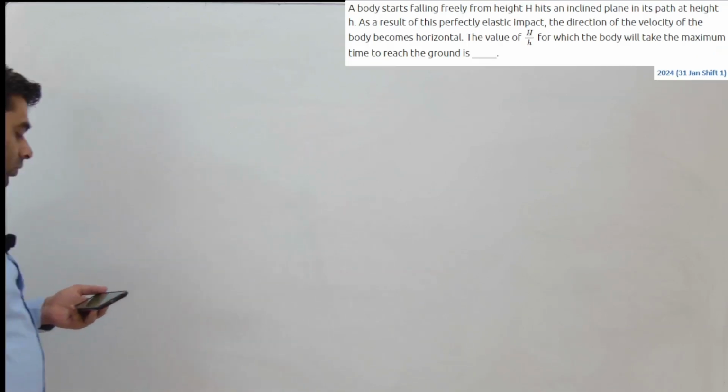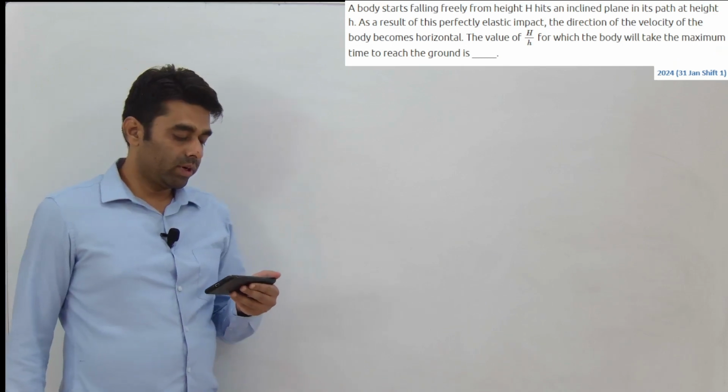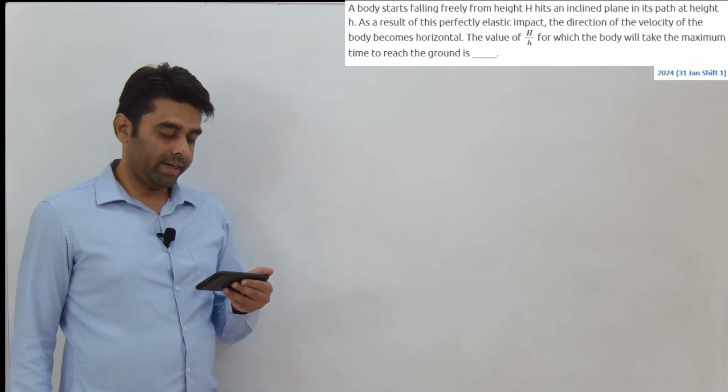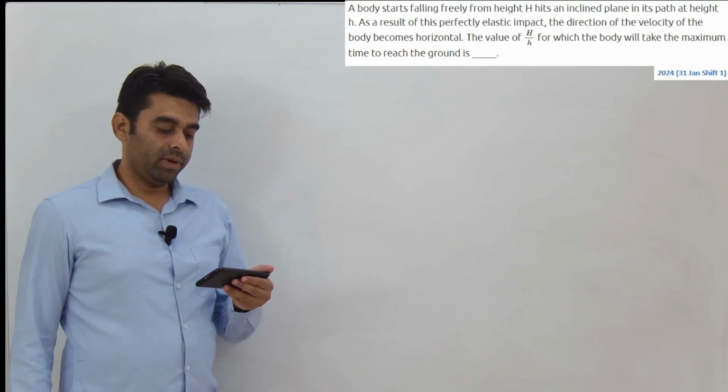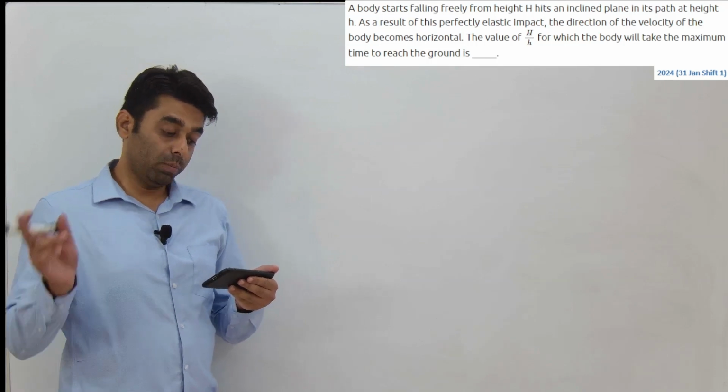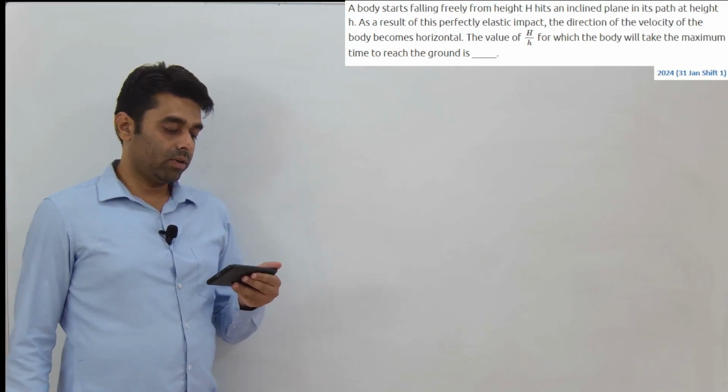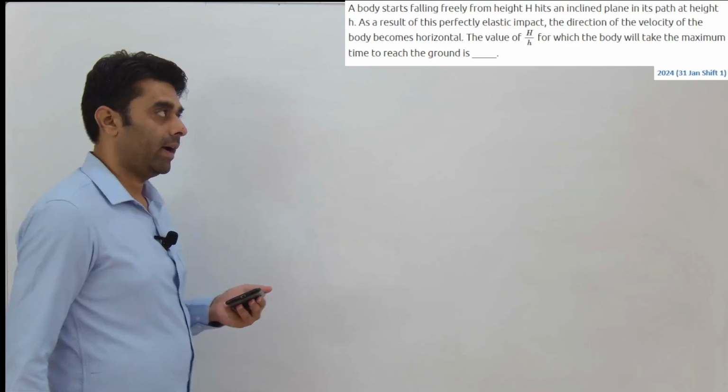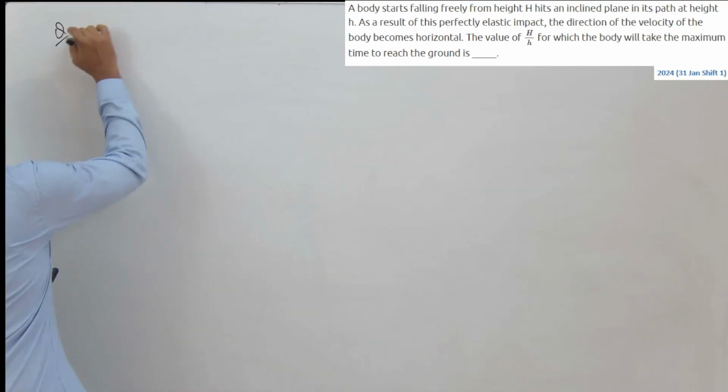Okay, so the next question says, a body starts falling freely from height H, hits an inclined plane in its path at height small h. As a result of this perfectly elastic impact, fine. First of all, let us draw the situation.